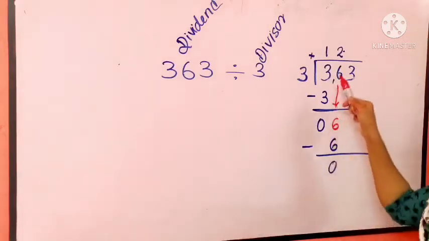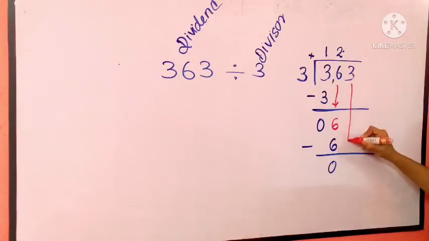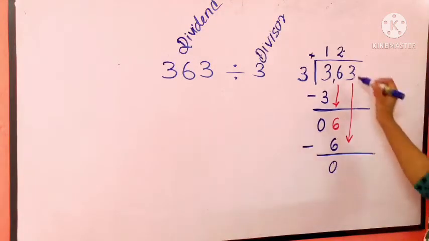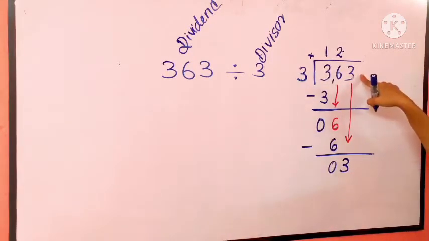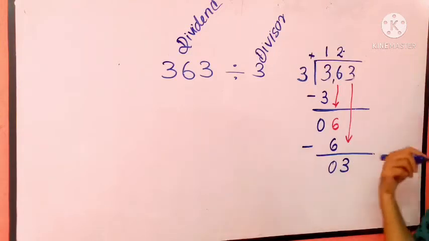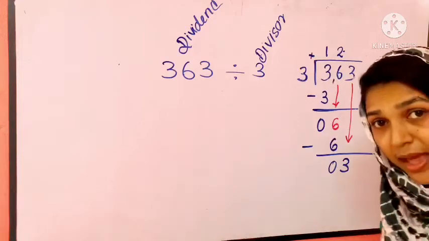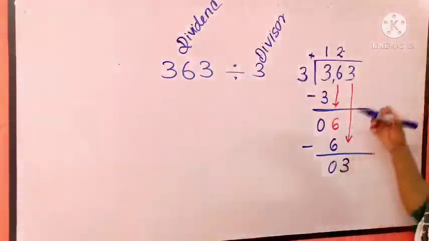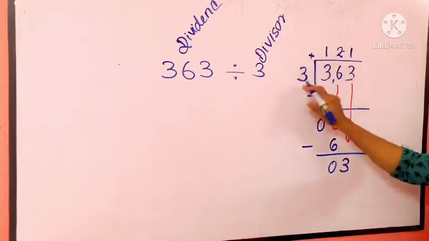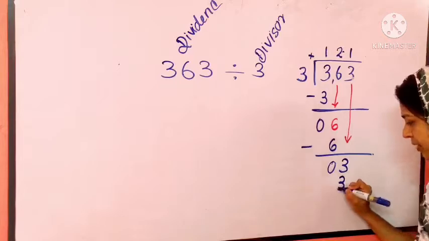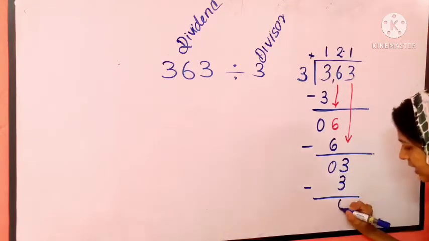Now we have one more number here, that is 3. We should take this 3 down and write it here. So write this last digit 3 here. Now again recite the table of 3 up to 3. We know 1 3s are 3, and write the 1 on the top of this third digit. 1 into 3, 1 3s are 3. Now again subtract it. 3 minus 3 is 0.